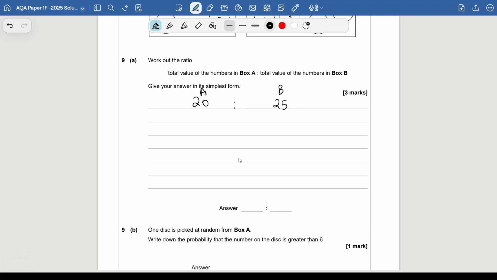So the ratio will be 20 to 25. In its simplest form, you can divide them by 5. So this will be 5 goes in 20 four times, 5 goes in 25 five times. So then the answer in its simplest form is 4 to 5.